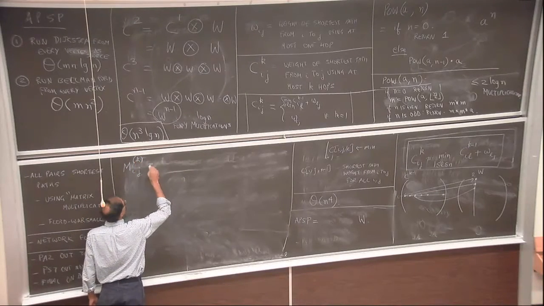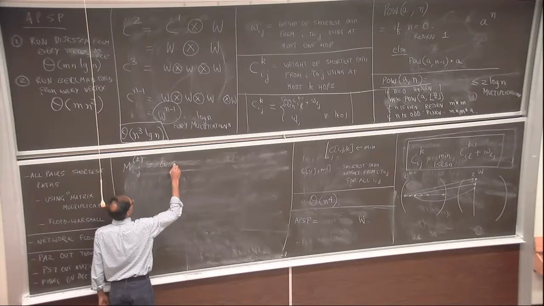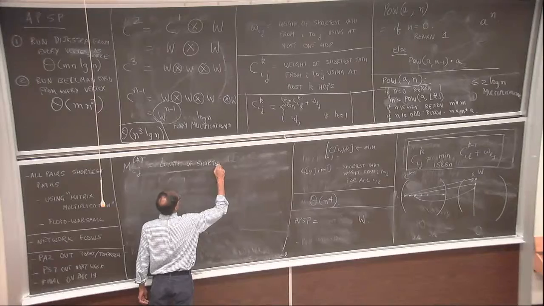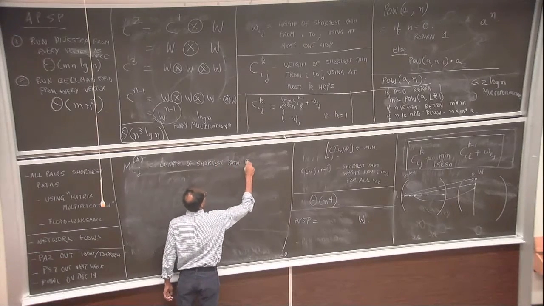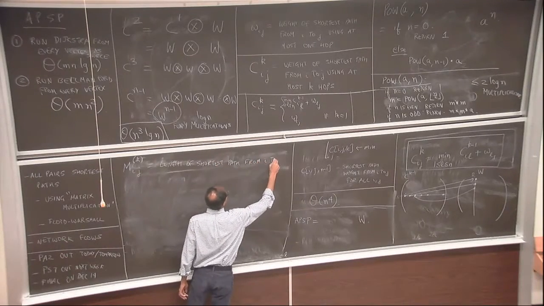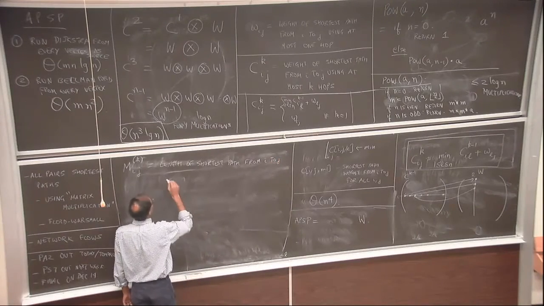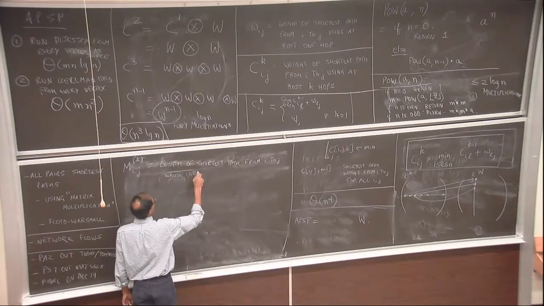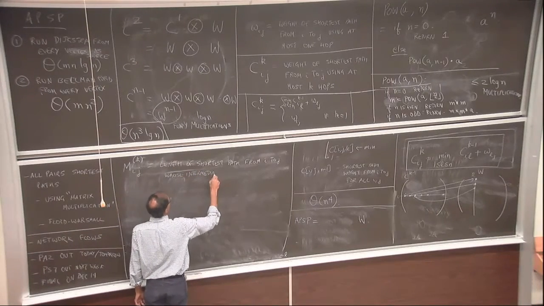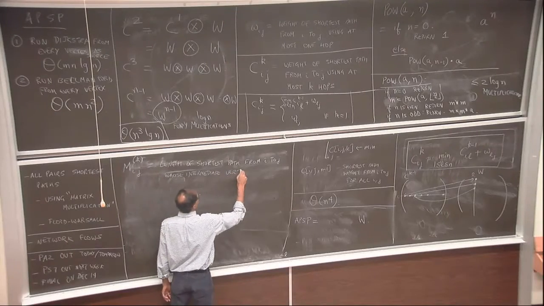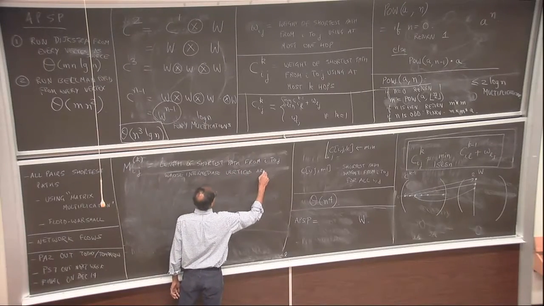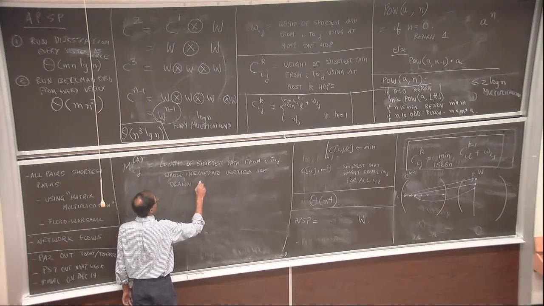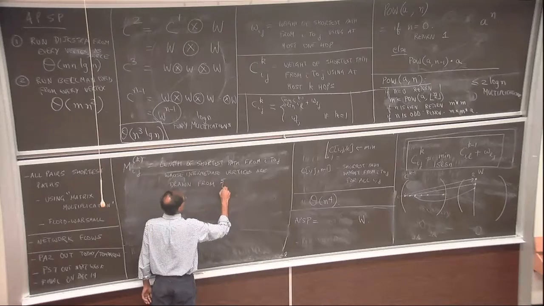Let me define M i j k equals the length of the shortest path from i to j whose intermediate vertices are drawn from 1 to k.